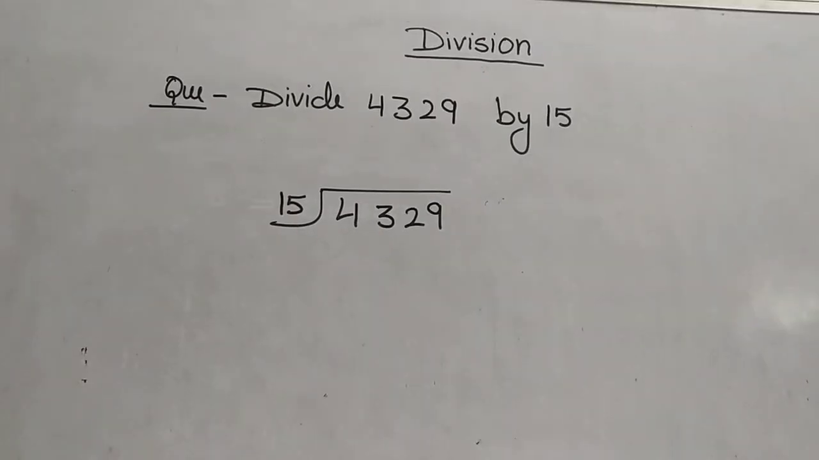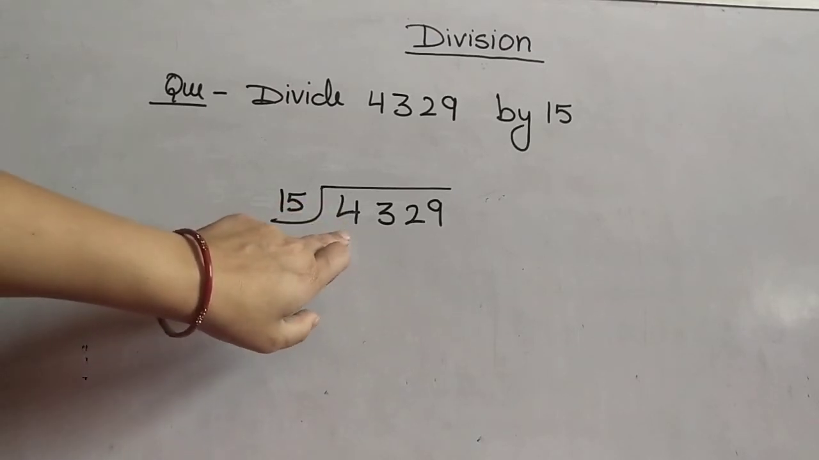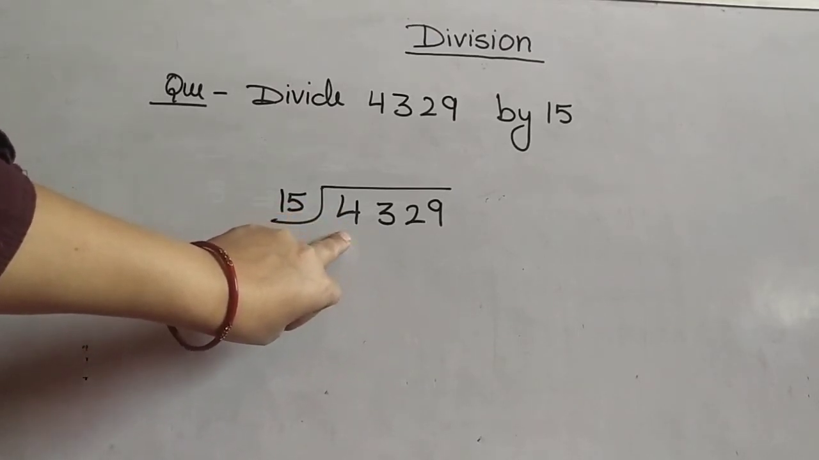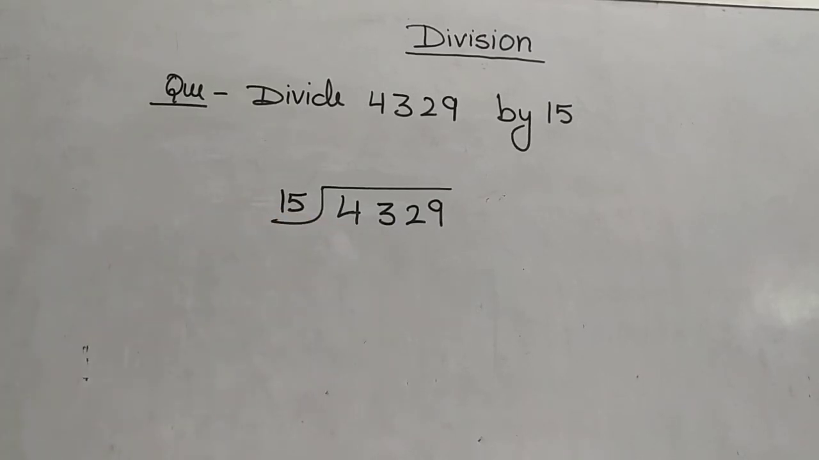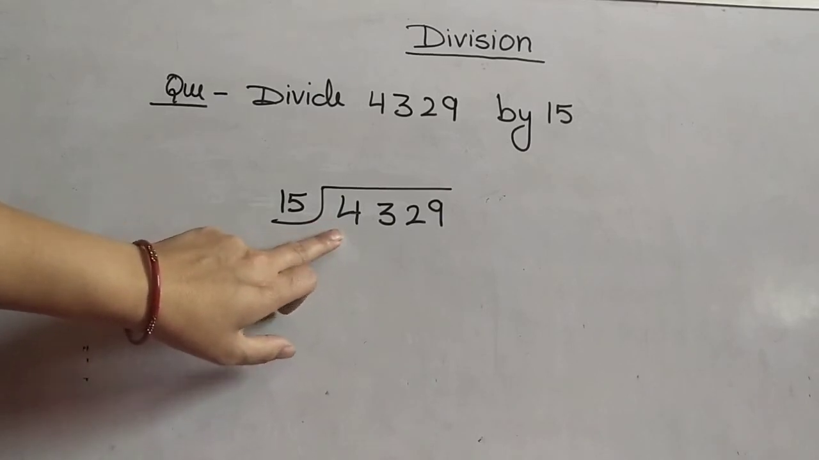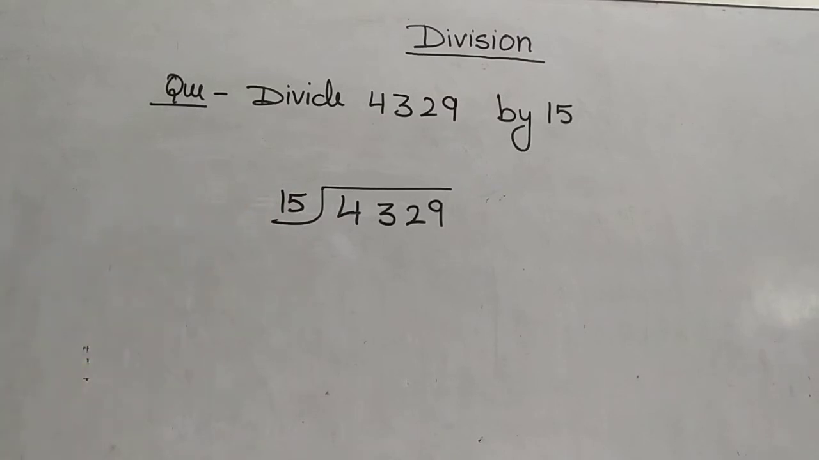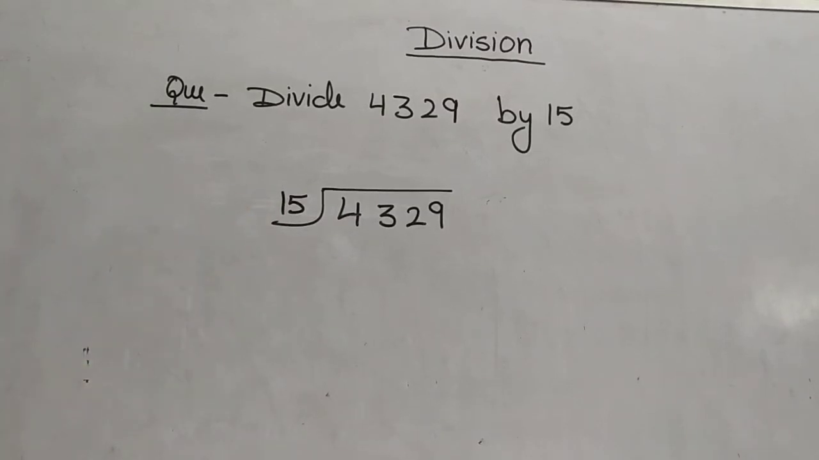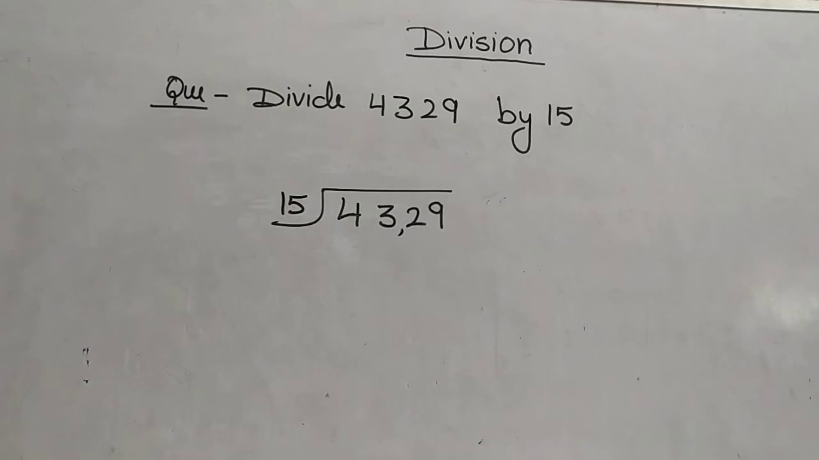To solve this question, we have to follow some steps. Step 1, compare the divisor and the number at the left side of the dividend. The number at the left side is 4. As you all know, 4 is smaller than 15, so we'll consider 43 here. So compare 15 and 43. Yes, 43 is greater than 15, so we can divide it easily.